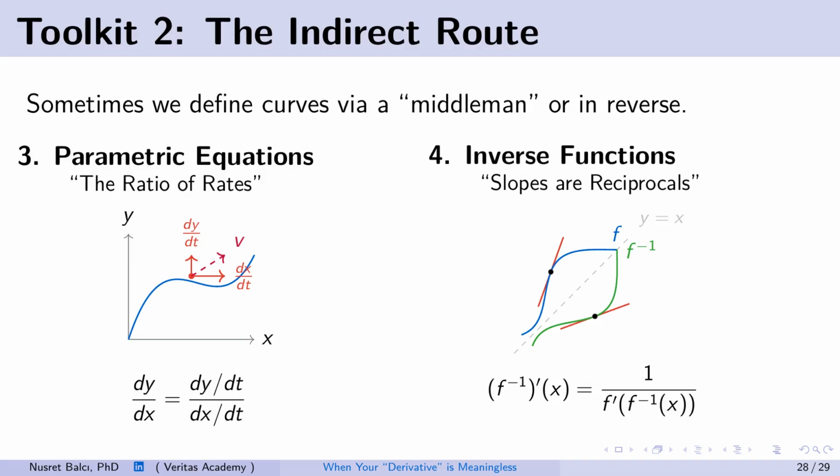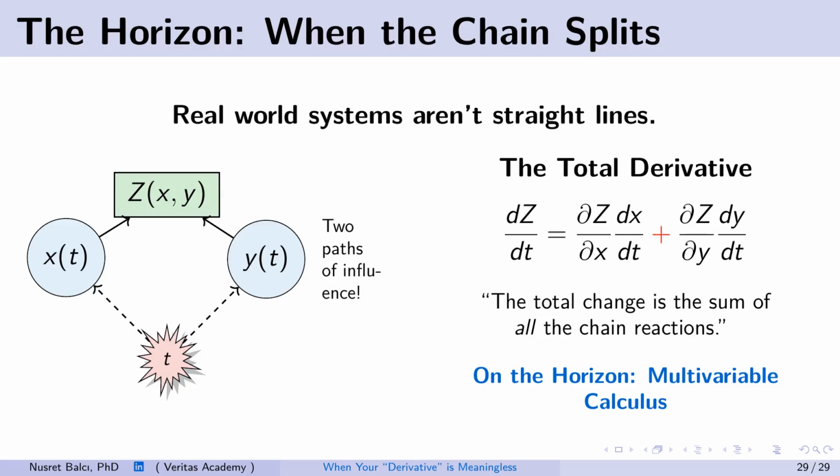And for the inverse functions, the logic is similar. Since a function and its inverse are reflections, their slopes are reciprocals. To find the slope of the inverse, you just flip the slope of the original. The way this follows from the chain rule is very similar to what we have done with the inception derivative. Please refer back to those slides.